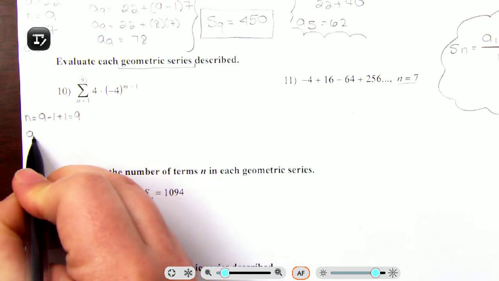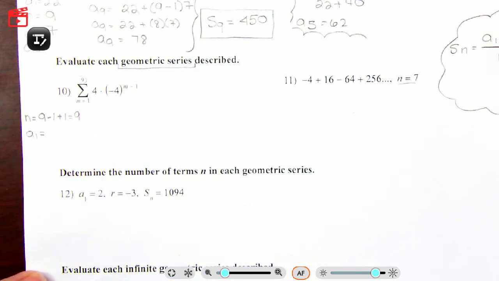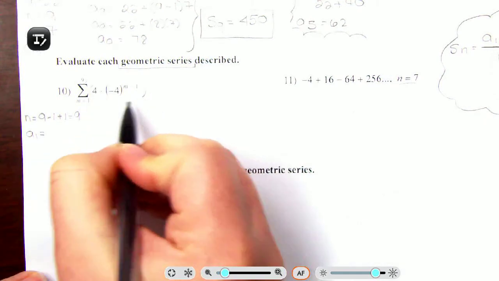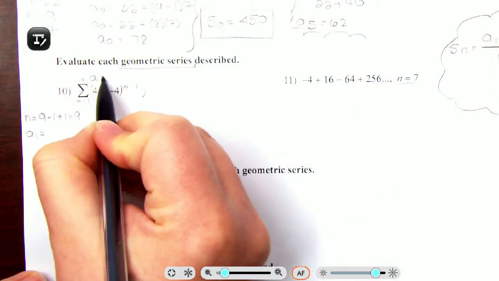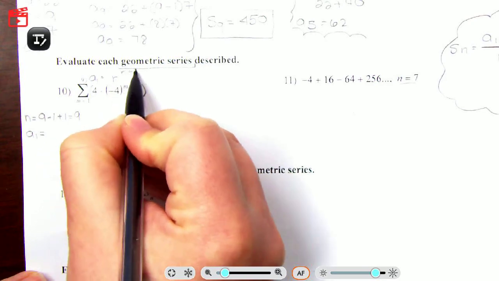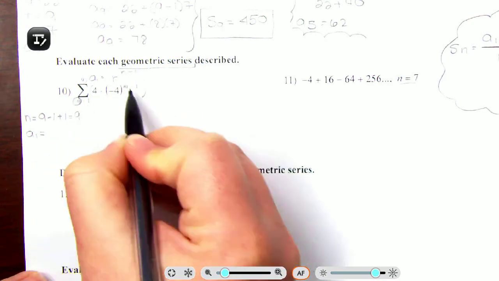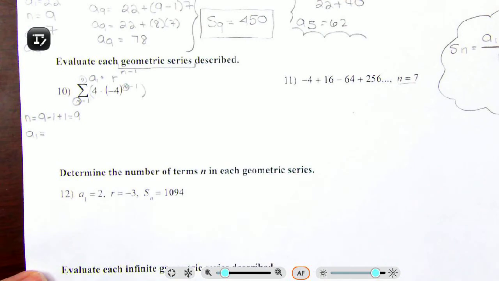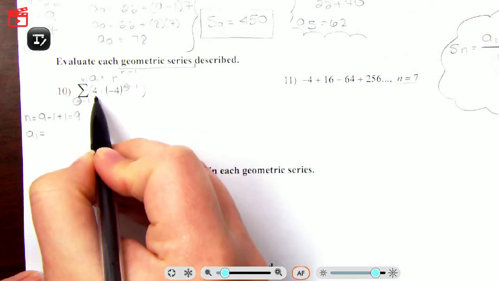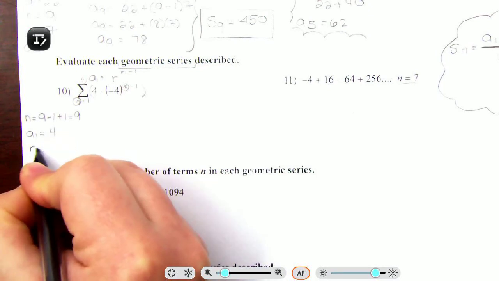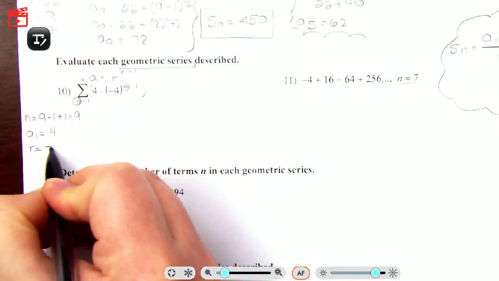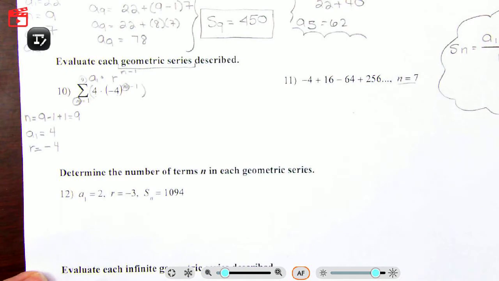A sub 1, now it looks like they don't give you much information, but they actually give you all the information you need. If you look at your explicit formula here, this is a sub 1 times r to the n minus 1 power. Now instead of n, they're using m, and that's okay as long as these two match, it's fine. So then I know that a sub 1 is 4. I also know that my common ratio is negative 4. They give us a lot of information with this.